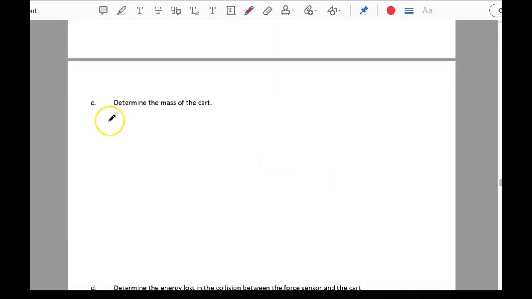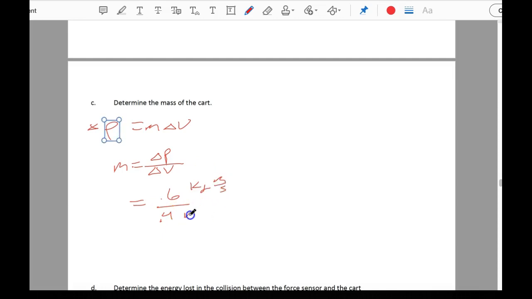So if I want to know the mass of the cart, I know that the change in momentum is equal to mass times the change in velocity. Mass then would be equal to the change in momentum, which is the impulse, divided by that change in velocity. We've already found the impulse to be 0.6. We found the change in velocity to be 0.4. If you do a kilogram meter per second here, and this is a meter per second, and then these cross off, we're left with kilograms, and 0.6 divided by 0.4 is 1.5, and our unit is a kilogram. So you get 1 point for showing this, and 1 point for showing this.